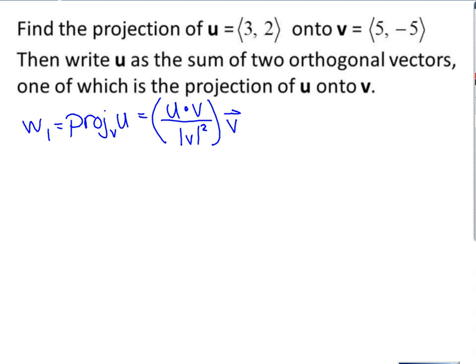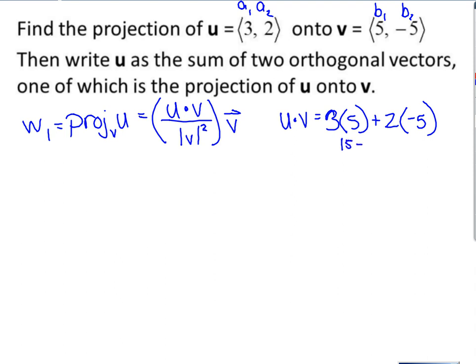So let's find u dot v first. Remember, for u dot v, you do a sub 1 times b sub 1, so 3 times 5, plus a sub 2 times b sub 2, or 2 times negative 5. This is going to give us 15 minus 10, so we know u dot v is equal to 5.